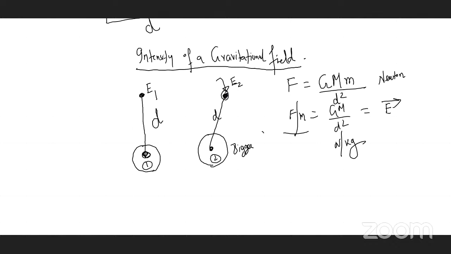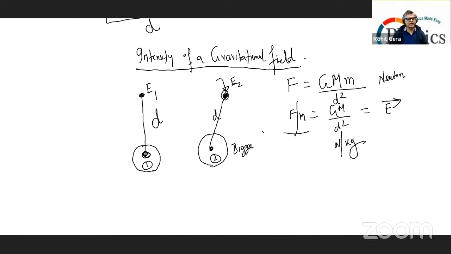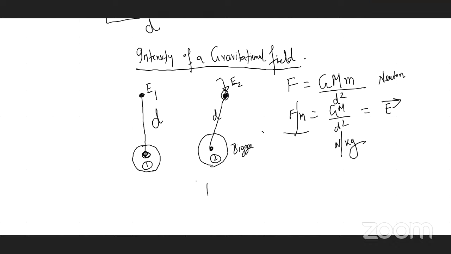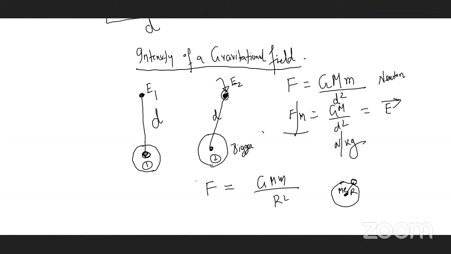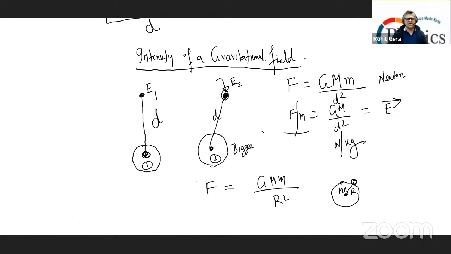Now if you notice, for example, had it been Earth, you would write the force experienced by a body is given by GMm by r square. For example, the body is lying on the surface of the Earth, and this is the center of the Earth. This is the distance r. Mass of the Earth is M. So let's say what is the intensity of Earth's gravitational field on its surface, which means at a distance r, so d is equal to r.